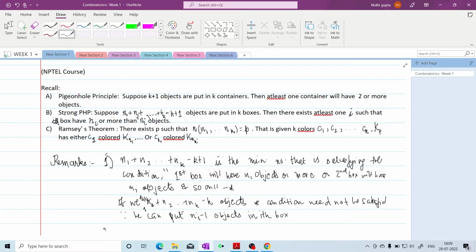And the second remark for strong PHP is that if we take ni equal to 2 for all i, we retrieve our basic pigeonhole principle.